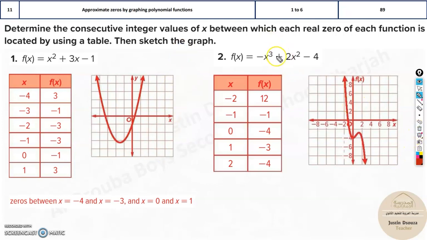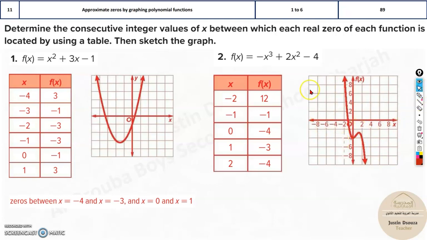Now, if it is a cubic graph, x to the power 3, if it's plus x to the power 3, the right side goes up and the left side goes down. It's something like this. Whereas if it is minus, you can see the left side goes up, the right side goes down. It is like this. Okay. Now, this is just a basic understanding: the left side is up, the right side is down. There will be undulations. That is fine.